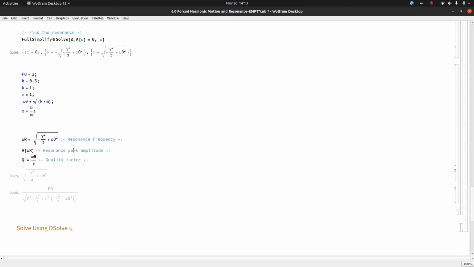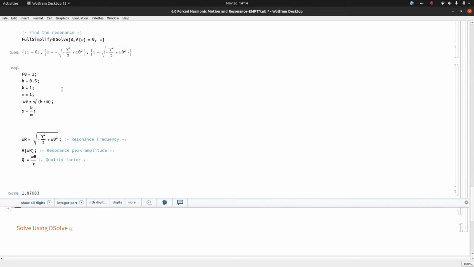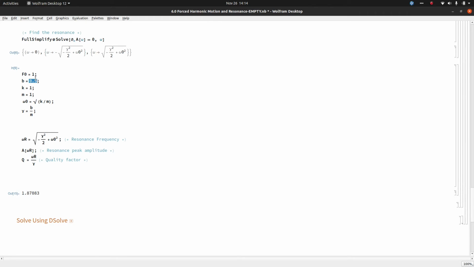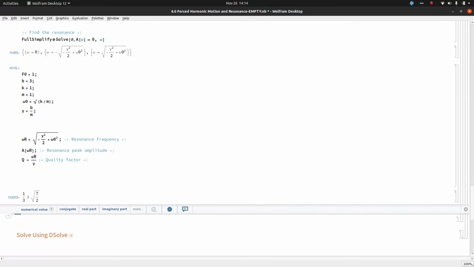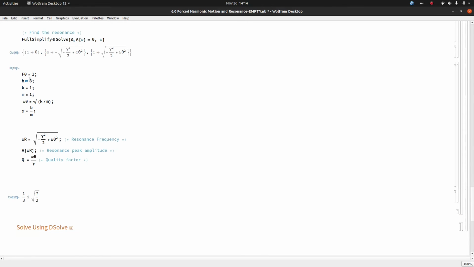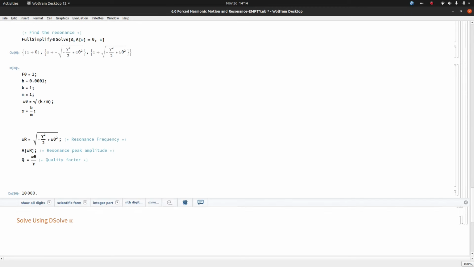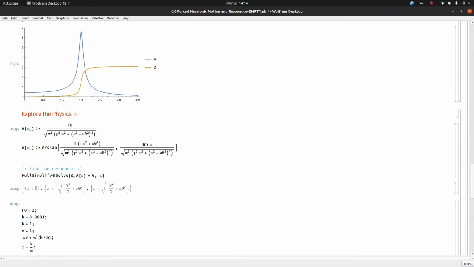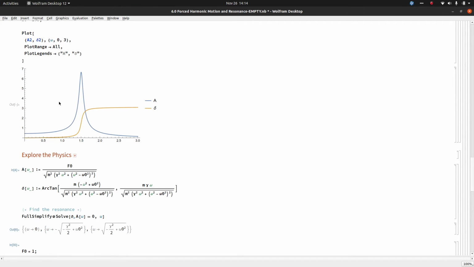We've got a quality factor. I'll comment these out. What you can see with this is if I have a whole bunch of damping, that's probably too much damping. If I have a lot of damping, I have a very low quality factor, so 0.85. If I have very little damping, I have a very huge quality factor, and it's basically a measure of how sharp your resonance peak is.